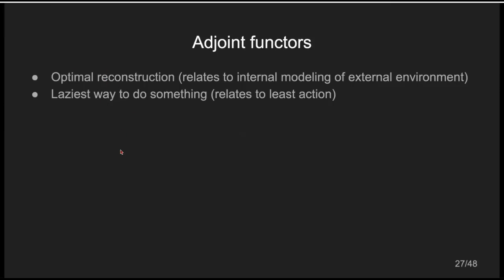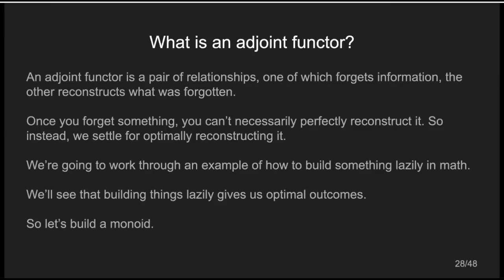So you want to be lazy, you want to be optimal. We'll see how those end up being highly related to each other. So what is an adjoint functor? An adjoint functor is a pair of relationships, one of which forgets information and the other reconstructs what was forgotten. Once you forget something, you can't necessarily remember it perfectly, so we settle for optimally reconstructing it instead.